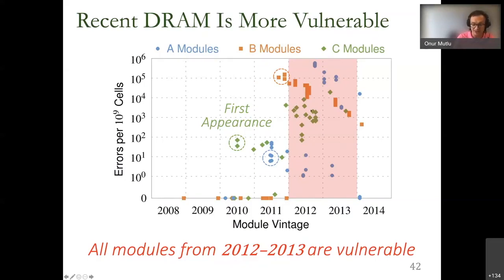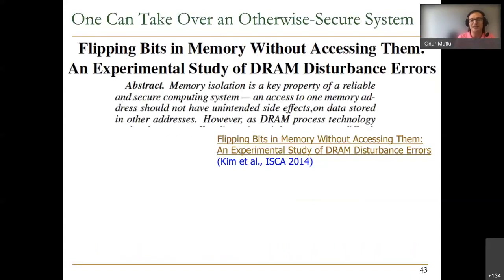independent of the manufacturer. And this is a reliability and security problem because it breaks memory isolation, which is really a key property, a key pillar of a reliable and secure computing system. And we said when we wrote the paper, an access to one memory address should not have unintended side effects on data stored in other addresses. And I still strongly believe in this.